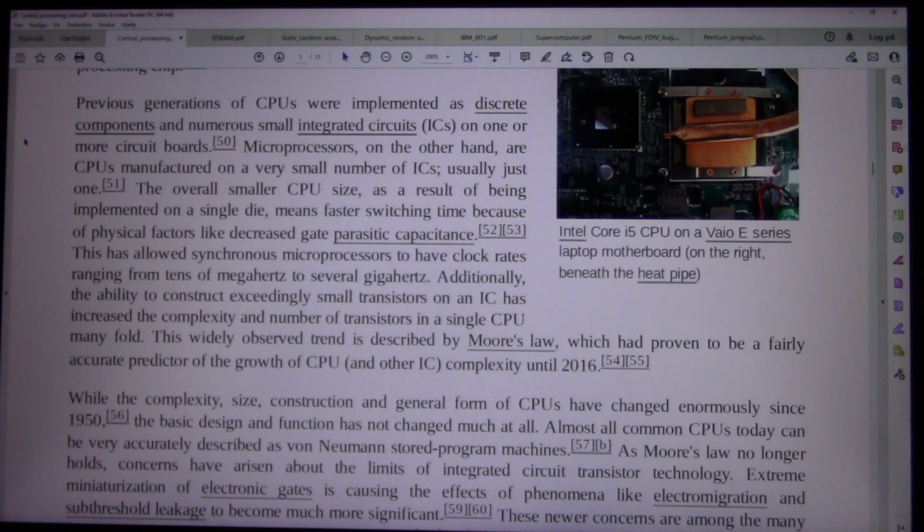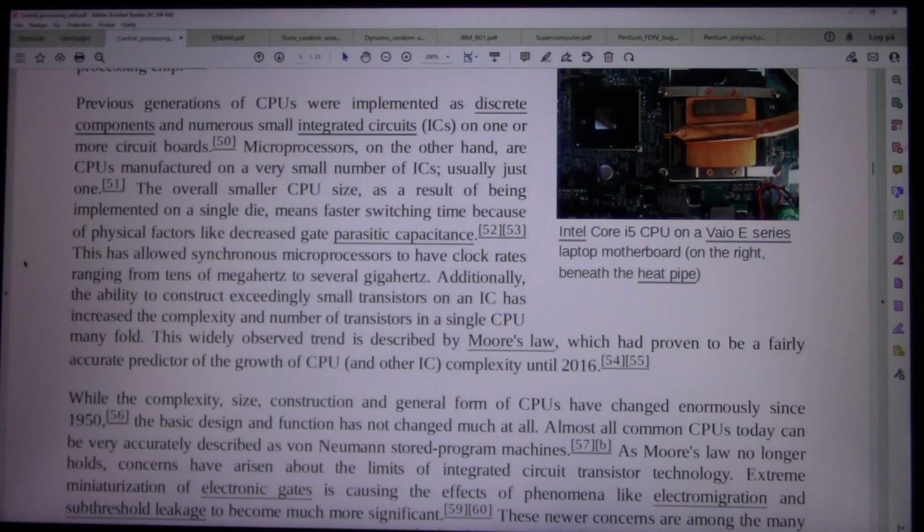The overall smaller CPU size, as a result of being implemented on a single die, means faster switching time because of physical factors like decreased gate parasitic capacitance. This has allowed synchronous microprocessors to have clock rates ranging from tens of megahertz to several gigahertz.